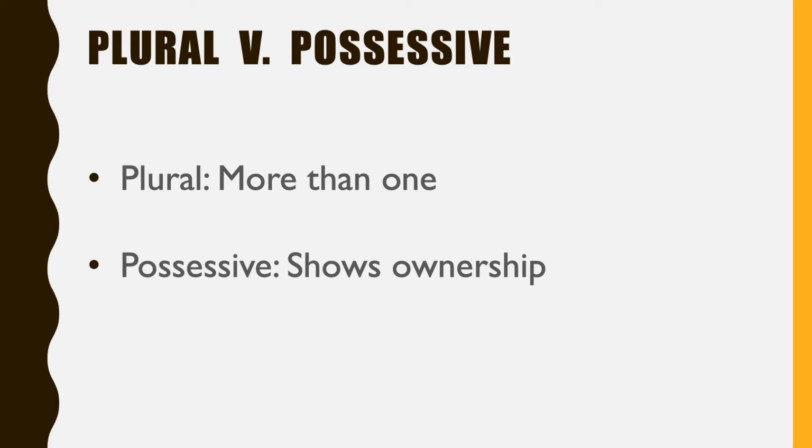Plural versus possessive. Plural is when you have more than one of something. Possessive means that it shows ownership. Once again, this can be very complicated.